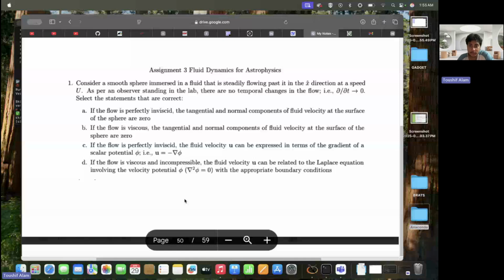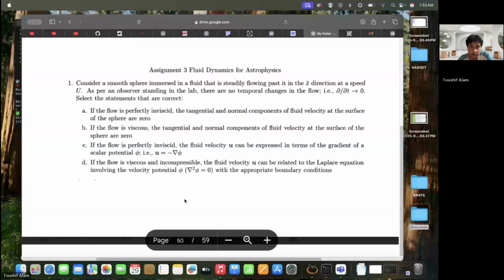Because it is a first derivative, only one constant will come, so only one boundary condition is required. See, the fluid velocity can be expressed in terms of the gradient of a fluid potential, so that U is equal to minus grad phi. For viscous flow, we need two boundary conditions. I think I have explained this earlier also. The most commonly used boundary conditions require the fluid to stick on the surface of the sphere, so that both normal and tangential components are zero.